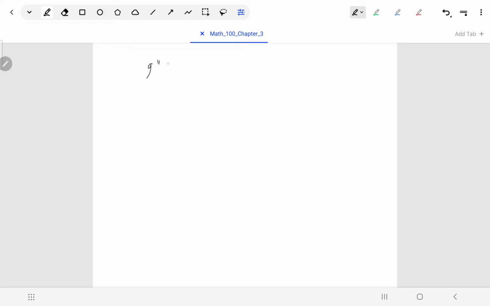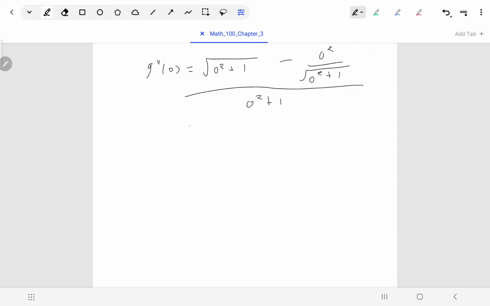So when I put in 0, I'll have square root of 0 squared plus 1. I'll have minus 0 squared over square root of 0 squared plus 1. And then I'll have in the denominator 0 squared plus 1. So that gives me root of 1 minus 0 over 1, which is just 1. So my second derivative at 0 is positive, which means that we are concave up. So that means that we have a relative minimum at x equals 0.